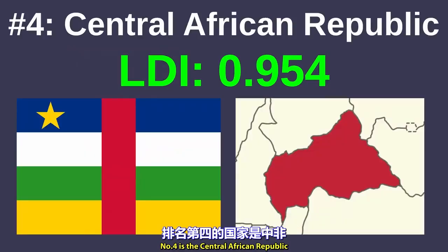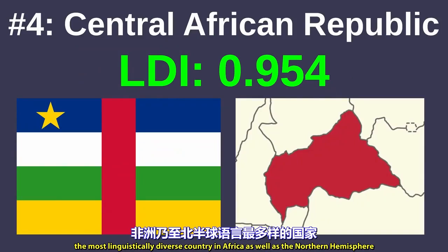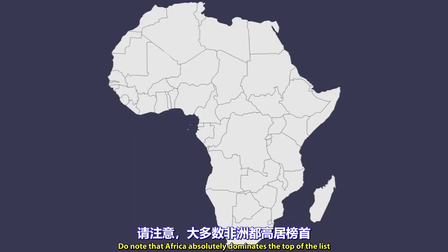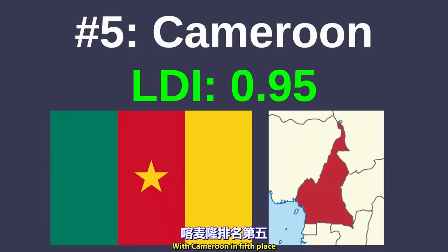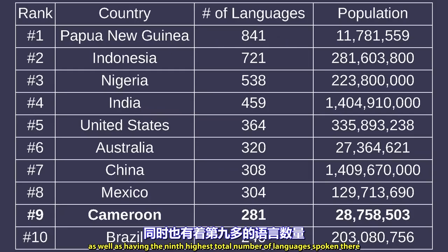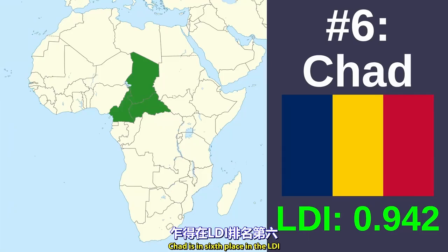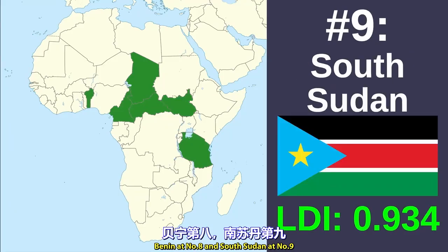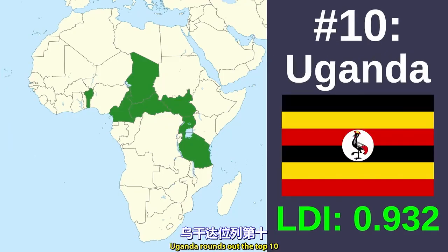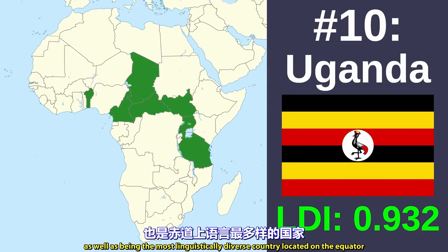Number 4 is the Central African Republic, the most linguistically diverse country in Africa, as well as the Northern Hemisphere. Do note that Africa absolutely dominates the top of the list, as evidenced by the fact that African countries make up the rest of the top 10 in the LDI, with Cameroon in 5th place, as well as having the 9th highest total number of languages spoken there. Chad is in 6th place in the LDI, followed by Tanzania at number 7, Benin at number 8, and South Sudan at number 9. Uganda rounds out the top 10, as well as being the most linguistically diverse country located on the equator.